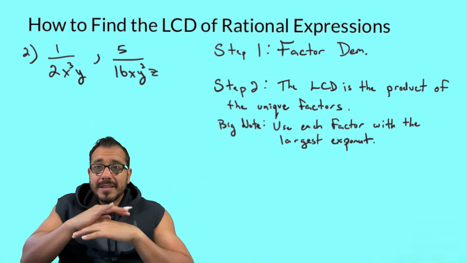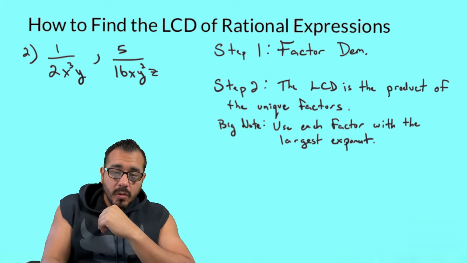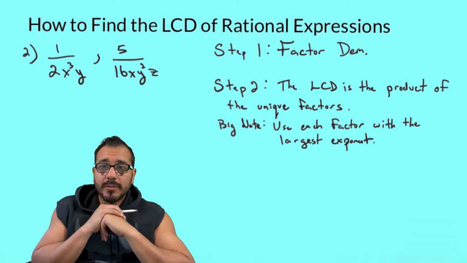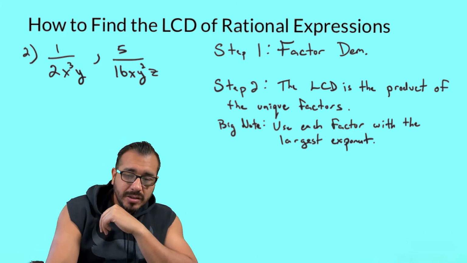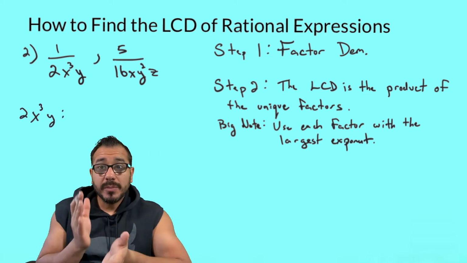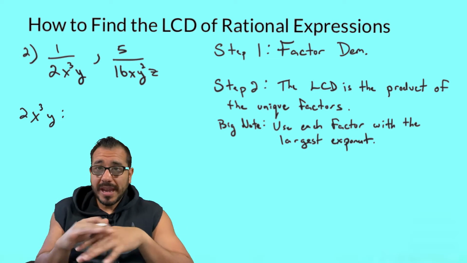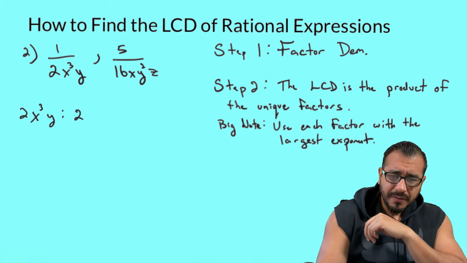Now let's up the game a little bit. Let's take it to the next level. So what happens when you throw in these variables? Same exact idea. I'm going to take that 2, and I would break up x cubed y. Again, I would try to factor it, but the 2, it's prime. You can't factor it. I don't care what your mom says, you can't factor this.